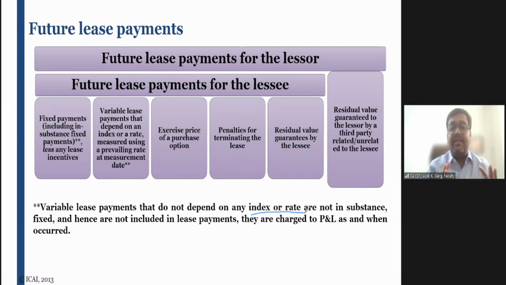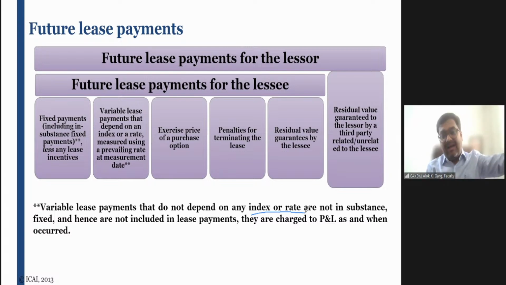So the variable lease rent, which is depending upon an index or a rate, has to be considered as a part of the lease payment, like on the basis of inflation rate, wholesale price index, consumer price index. That variable rent has to be taken as a part of the lease rent. But if the lease rent is based on the quantity produced, the revenue, the number of people, in that case, that lease rent has to be charged to the P&L. It is not covered in Ind AS 116 accounting. It has to be charged to the P&L as and when incurred.